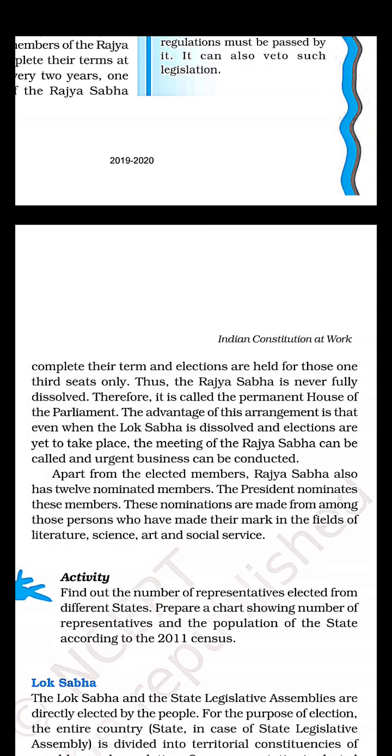One more question may arise: which is the permanent house of the parliament? Then you can write Rajya Sabha. Why is it permanent? Then you can say the members of Rajya Sabha retire, and this house can't be dissolved. The advantage of this arrangement is that even when the Lok Sabha is dissolved and elections are yet to take place, the meeting of the Rajya Sabha can be called. Okay, and urgent business can be conducted.